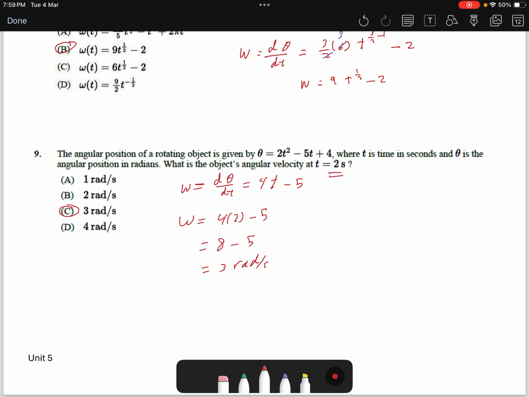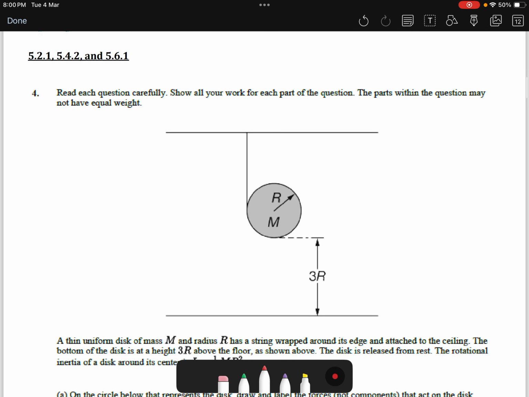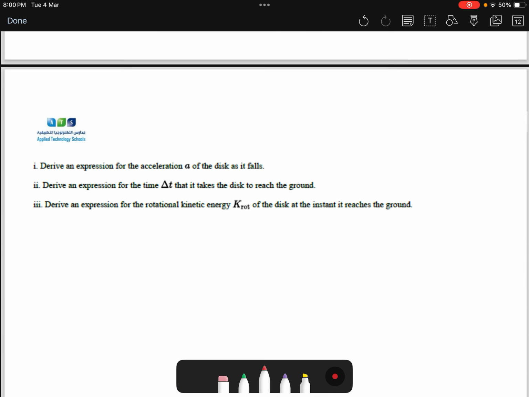Of course, any other function can be derived the same way. Next, this is a free response, so I will record another video to answer the free response question.